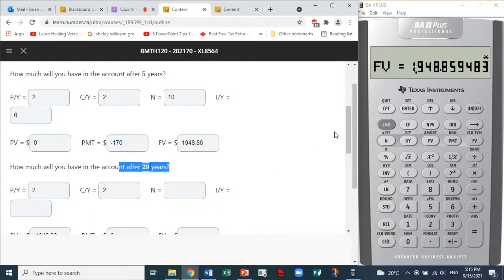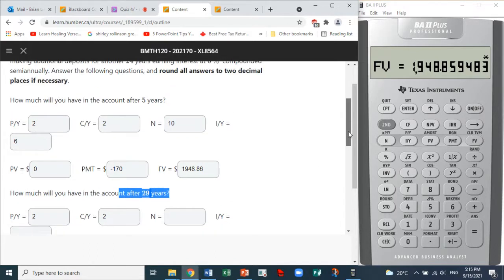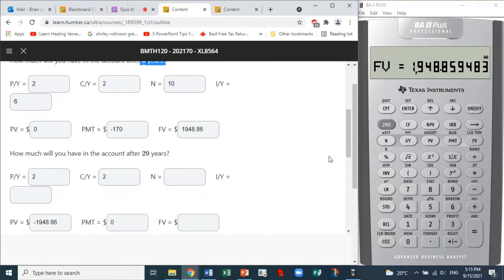Now, please be careful here. 29 years, but 5 years have already passed. So you will put in 24 years, second N, and this value would be 48. The interest rate remains the same, 6%. And then we will compute the future value. All right, so this is the set of numbers.